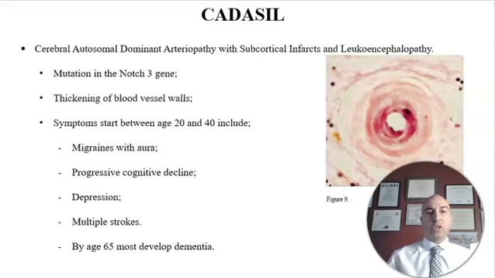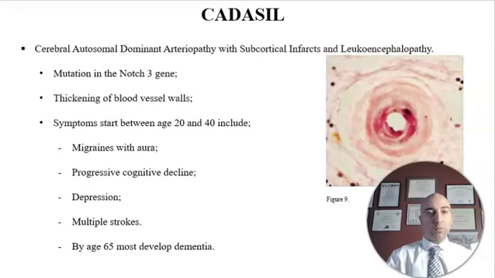A specific genetic disorder that leads to ischemic stroke is called CADASIL. CADASIL stands for Cerebral Autosomal Dominant Arteriopathy with Subcortical Infarcts and Leukoencephalopathy. CADASIL is a rare inherited disorder caused by a mutation in the Notch3 gene. It leads to thickening of blood vessel walls, reducing blood flow to the brain.